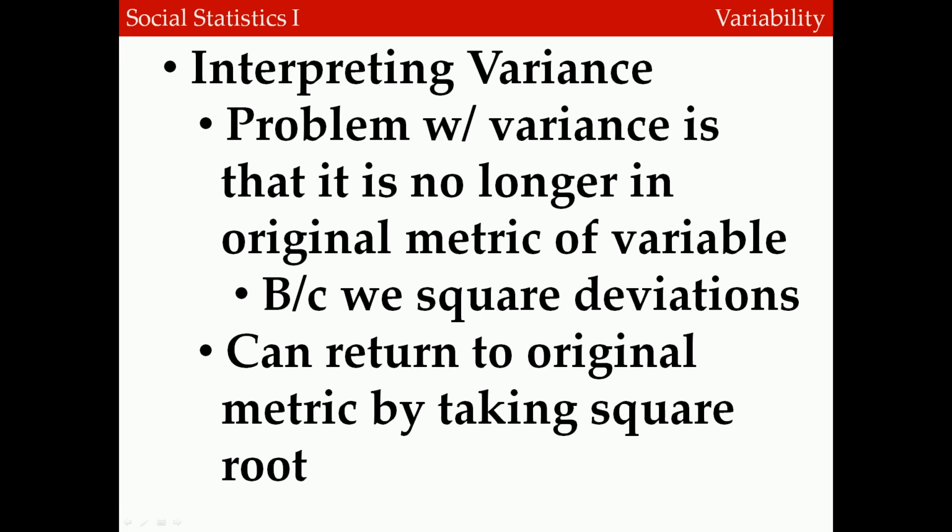How do we interpret the variance? Well, it turns out that it's quite difficult to interpret the variance because it's no longer in the original metric of the variable. Remember that we squared the deviations from the mean in order to get rid of the negative numbers, in order to make sure that the deviations from the mean didn't sum to 0. In so doing, we change the original metric of the data. But if we take the opposite operation of squaring, the square root, we can return the variable to its original metric.